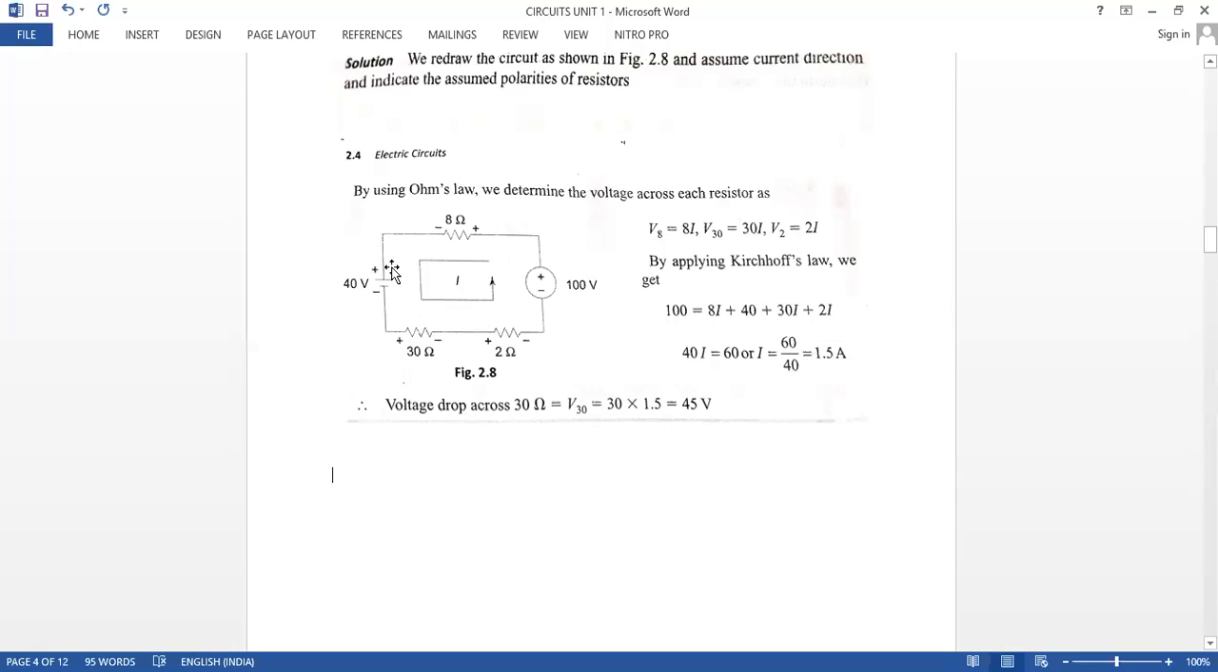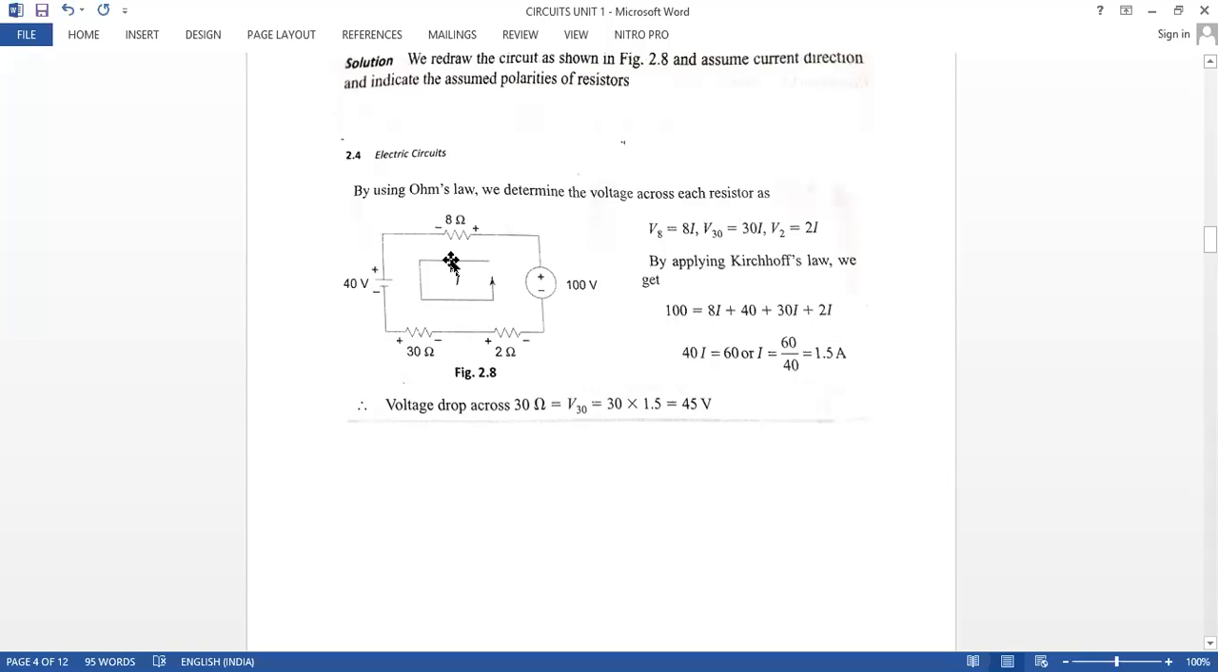I am assuming the loop current in clockwise now. What is the expression on the left hand side? Plus 40 or minus 40? Plus 40. In the textbook example, they have taken anti-clockwise. That means the current is flowing here, so according to their anti-clockwise direction it will be minus 40. We are writing all the voltage sources to the left hand side.